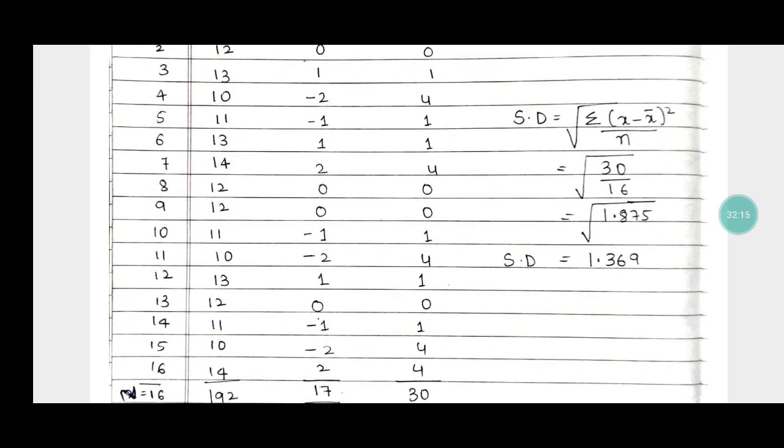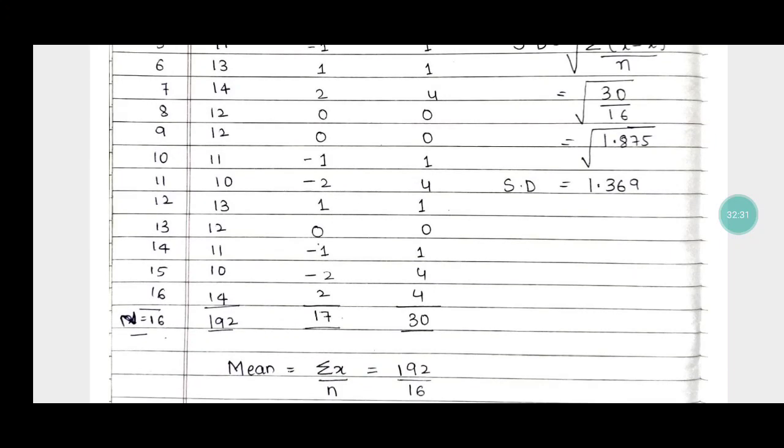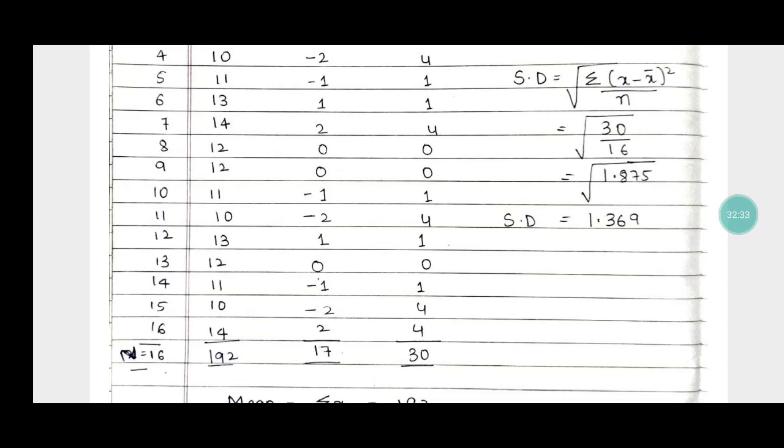So for the standard deviation, summation of x minus x bar whole square divided by n. Here the answer differs because the frequency is not available in the question. What is the summation of x minus x bar whole square? We got the answer, that is 30. Root of 30 divided by the total number, 16 numbers are there, so divided by 16, so root of 1.875, and the answer for the standard deviation is 1.369.